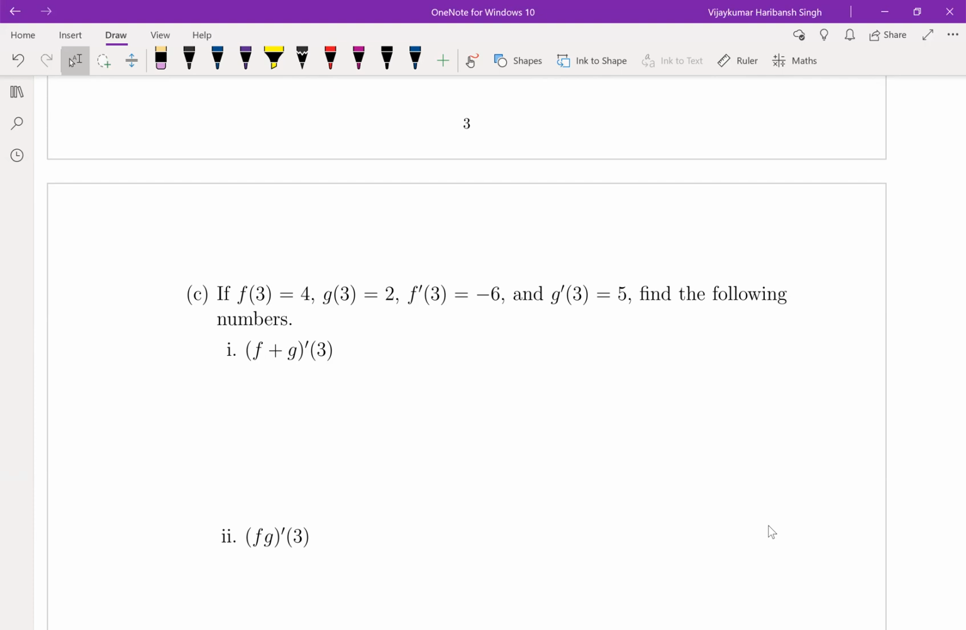So let's see. So first one, we have to employ the sum rule. So this is going to be f prime of 3 plus g prime of 3. Now let's see, what is f prime of 3? F prime of 3 is minus 6. What is g prime of 3? 5. So this is going to be minus 1.